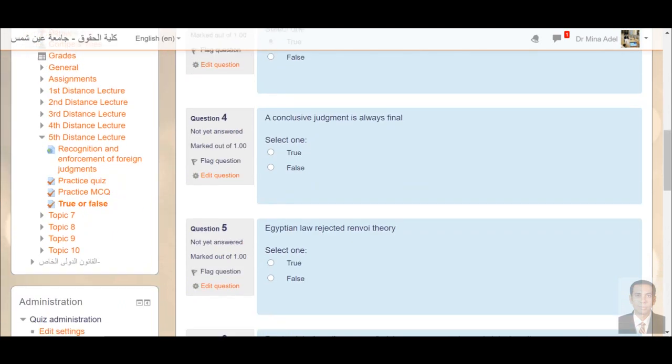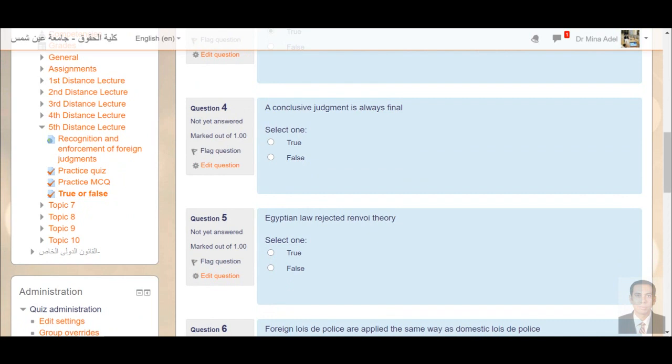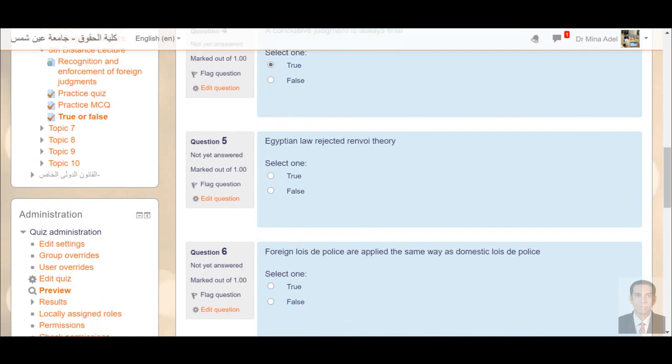Question 4. A conclusive judgment is always final. As you know, when we talk about a conclusive judgment, which we call حكم بات, and final judgment is حكم نهائي. And as I told you, a conclusive judgment is always final, but not the opposite. The opposite is not correct. So a final judgment is not always a conclusive, but every conclusive judgment is always final. So it's true.